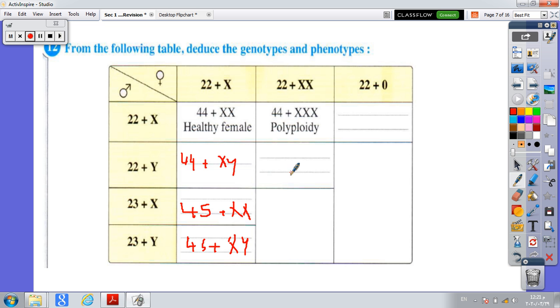Okay. Here 44 plus XXY. So what is it? Abnormal. Yes, it is Klinefelter syndrome, which is always a male. Then here 44 plus X0, which is Turner syndrome, which is always female.